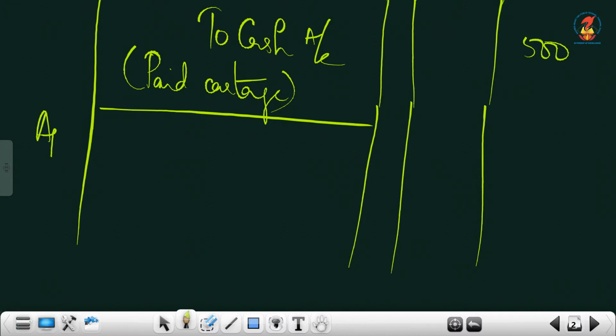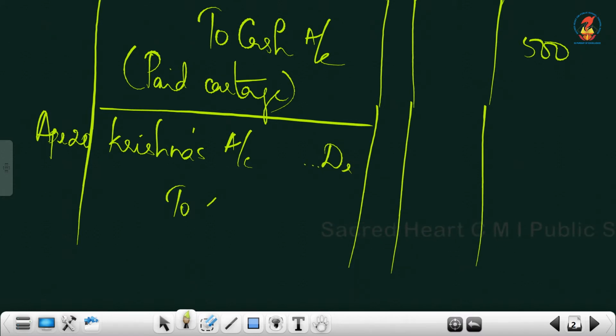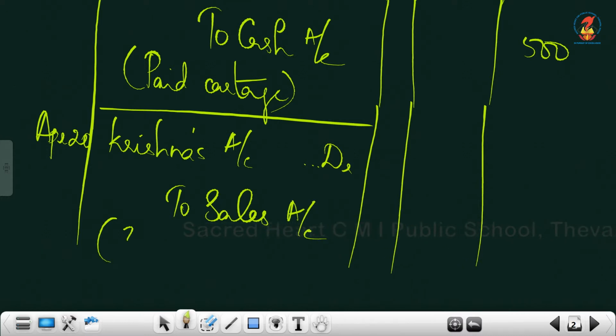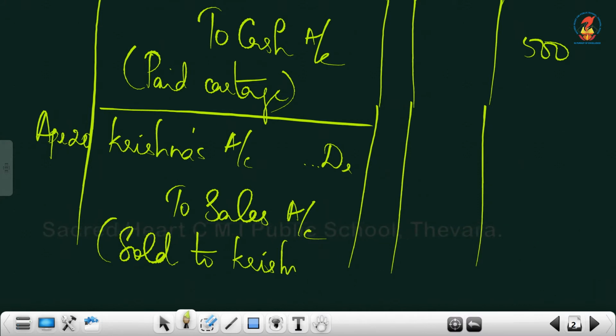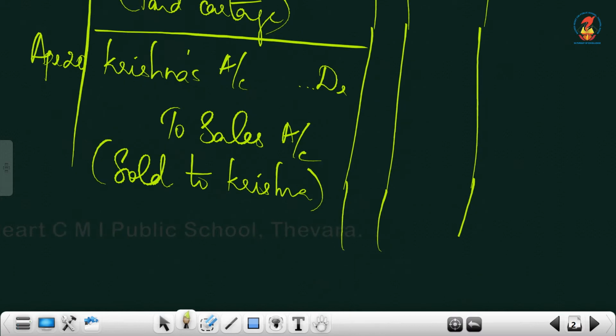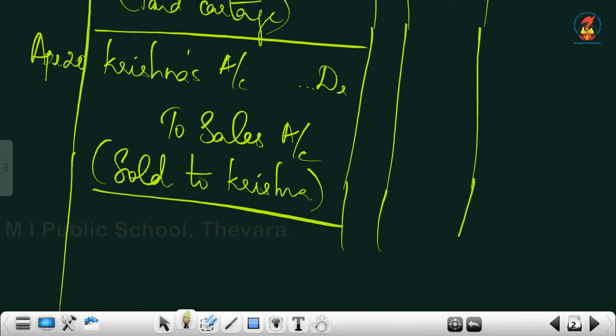April 20th. Sold goods to Krishna means it is a credit transaction. So we have a debtor now, that is Krishna's account. So Krishna must be debited to sales account. Krishna's account debited to sales account. Sold to Krishna is the narration. Amount is 15,000.